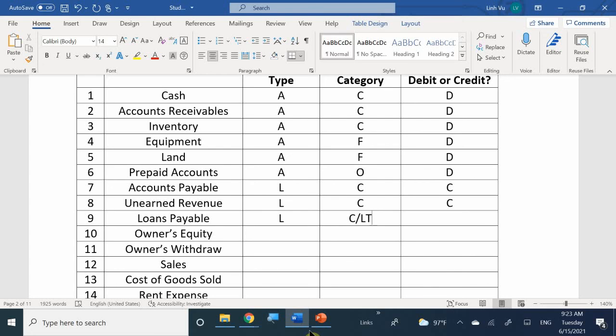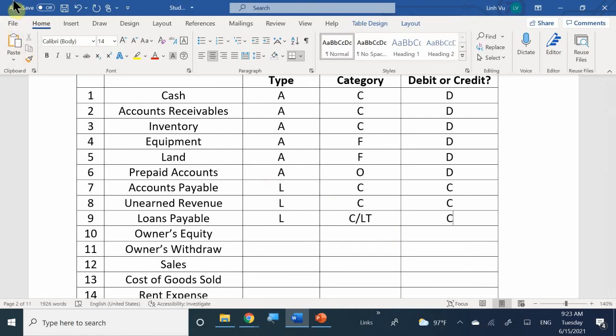It could be determined at 6 months. Maybe you can't pay it now, so you request an extension for another year, right? That's what a notes payable does: you can negotiate the time that you want to pay them back. So it could be current or long term. All right. And once again, what balance would a notes payable have? Credit. Good.